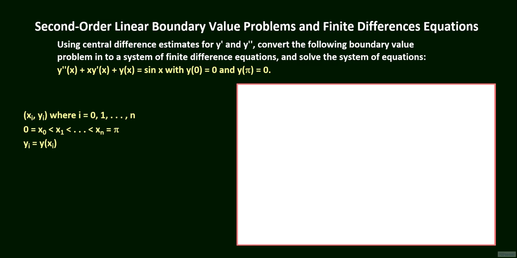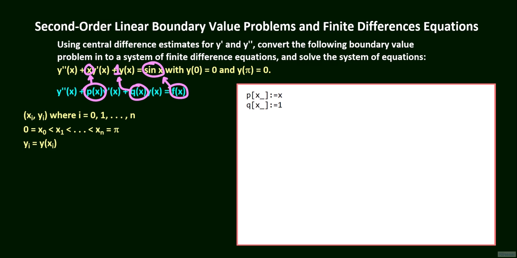To begin the Mathematica code, we define the parameters of the boundary value problem. If the standard form of the differential equation is y''(x) + p(x) y'(x) + q(x) y(x) = f(x), then p(x) must be equal to x. q(x) is 1. And f(x) is sin x.